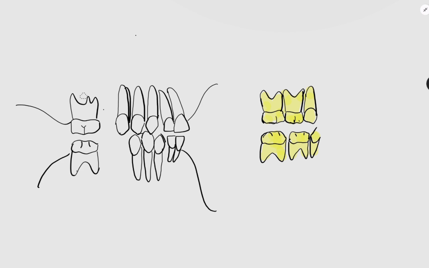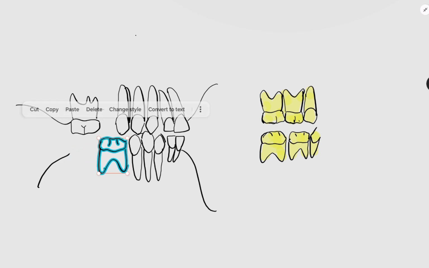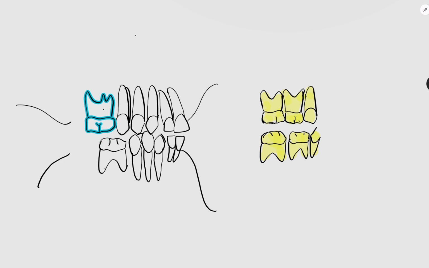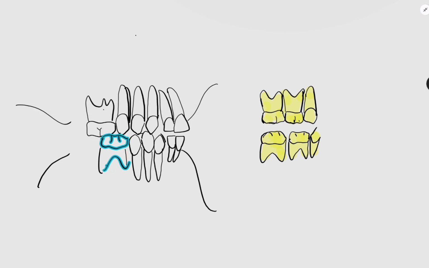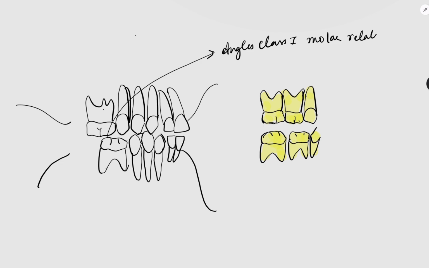What happens? Due to the eruption, there will be mesial drifting of the first mandibular permanent molar, and also mesial drifting of the maxillary permanent molar. And you will see here that they achieve Angle's class 1 molar relationship, which is achieved by the leeway space of Nance.